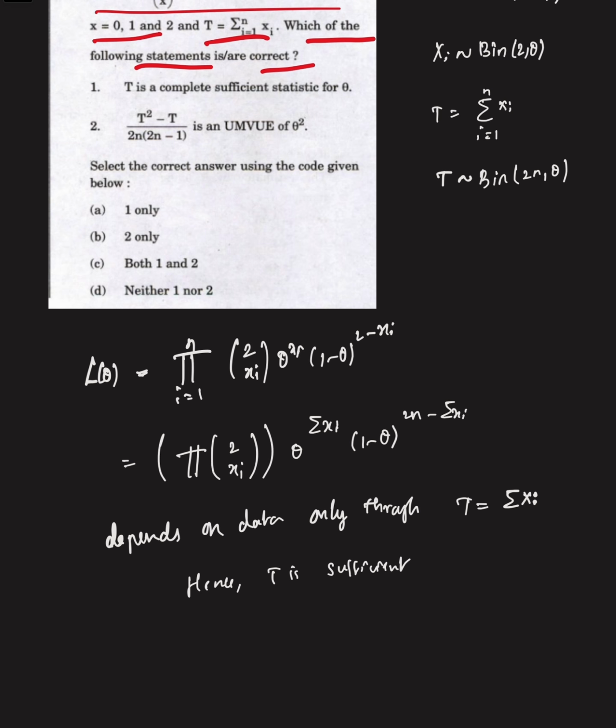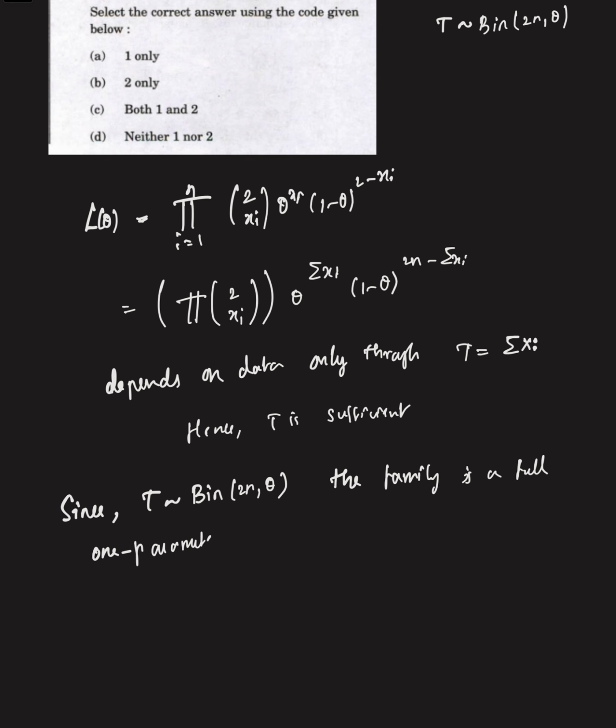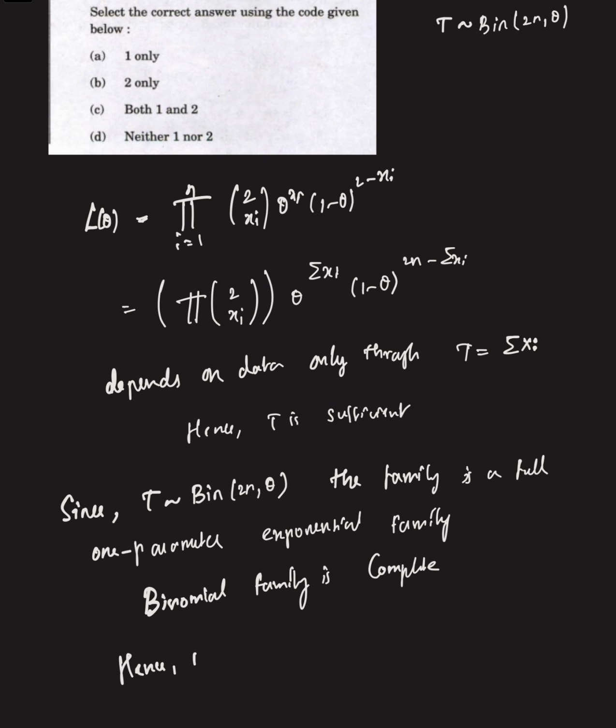Now this t follows binomial with parameters 2n comma theta. So this family is a full one parameter exponential family with fixed support, and the binomial family is complete. Therefore t is complete sufficient. Hence t is complete sufficient. So therefore statement 1 is true.